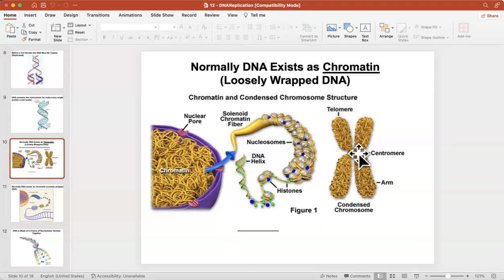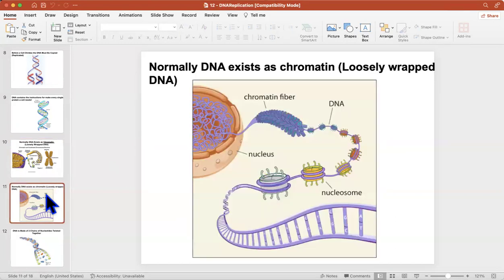That's the telomere. And the central part is called the centromere. And each side is called an arm. Okay, so the condensed form is the chromosome, and the loose form is the chromatin. Usually the DNA is in a loose state, and we call it chromatin.